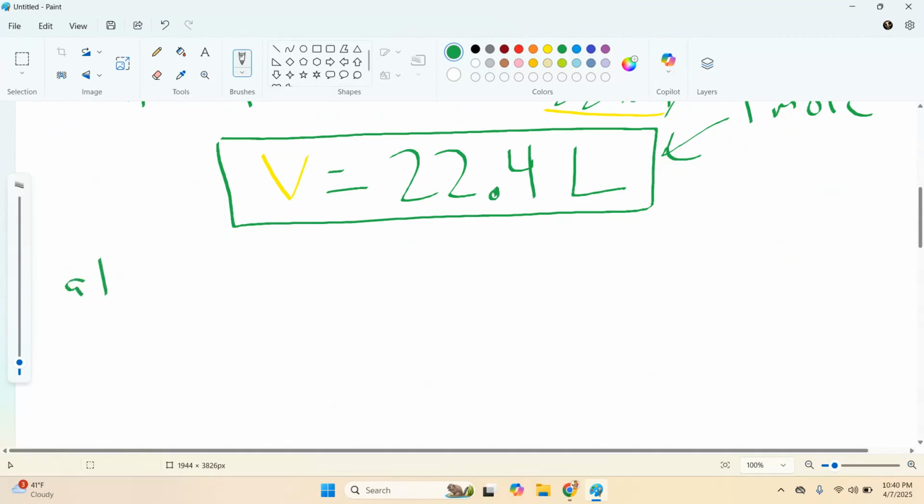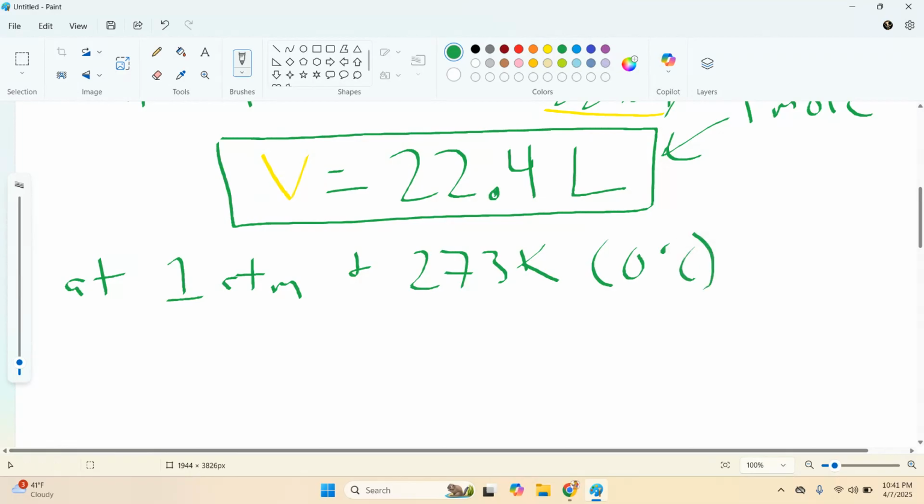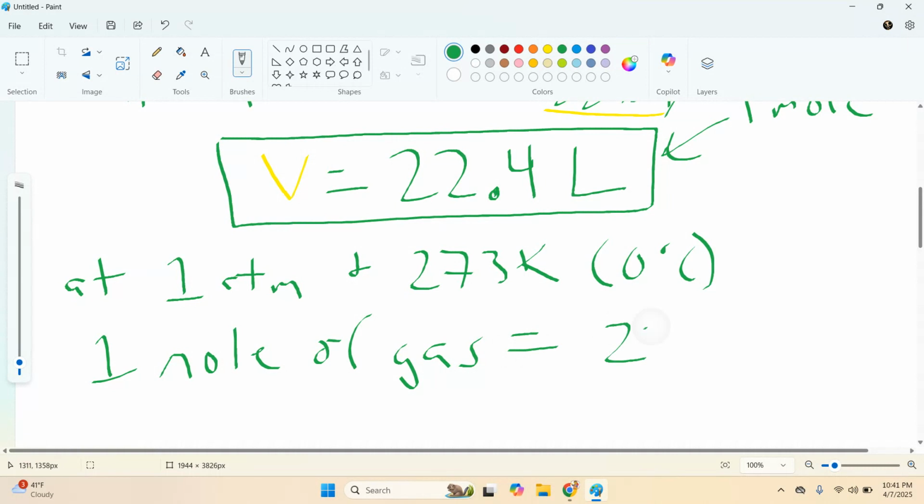At 1 atmosphere and 273 Kelvin, that's 0 degrees Celsius, by the way, 1 mole of gas takes up 22.4 liters. That's an important fact to remember.